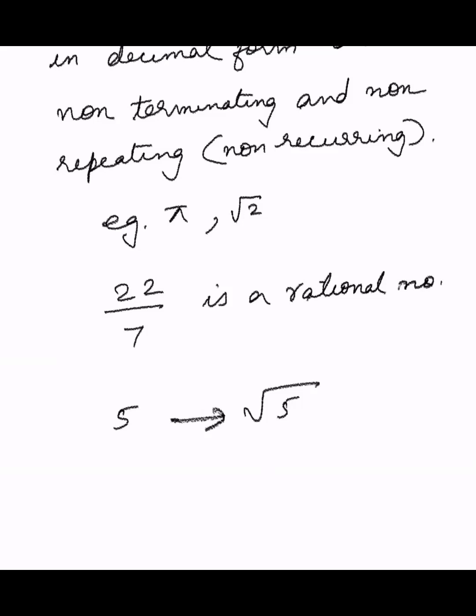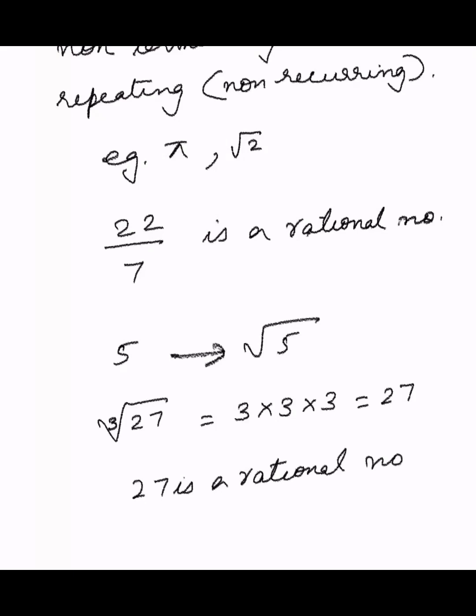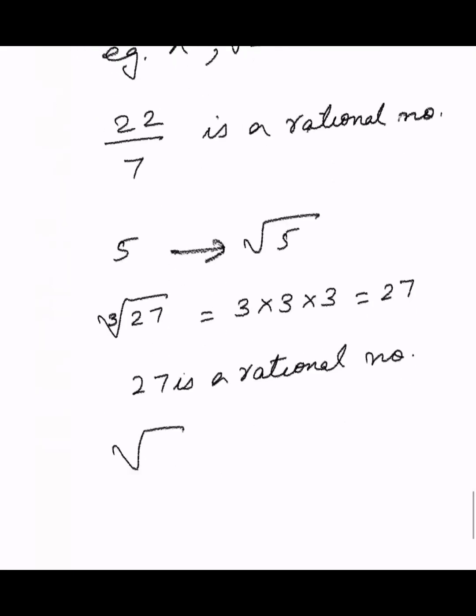Similarly, for cube root also, the same thing is applicable. When I say cube root of 27, there is a perfect cube root, right? 3 into 3 into 3 gives you 27. So cube root of 27 is a rational number. But what about cube root of 28? There is no perfect cube root for 28. So cube root of 28 is an irrational number.